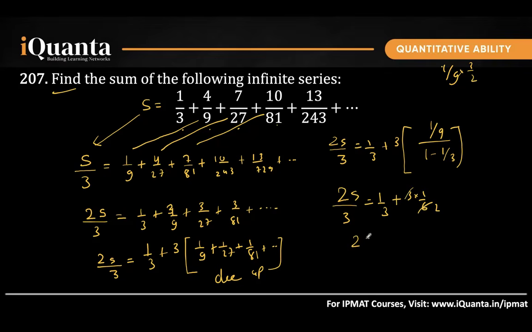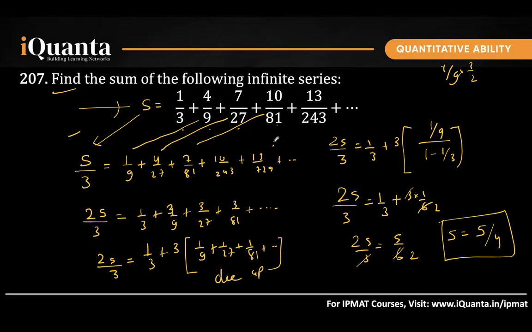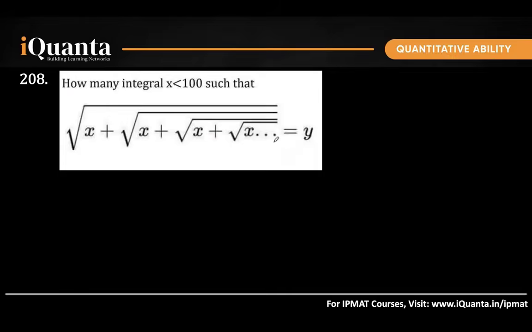1 by 3 plus 1 by 2. So 2S by 3 is 1 by 3 plus 1 by 2, which is 5 by 6. Right? 3 cancels this. We get 2. So S will basically be 5 by 4. What was S? S is the sum of the series. That is our answer, 5 by 4. So these are easy to do, okay? What about this? How many integral values of x less than 100 are there such that root of x plus root of x plus root of x, and this continues forever, is equal to y?